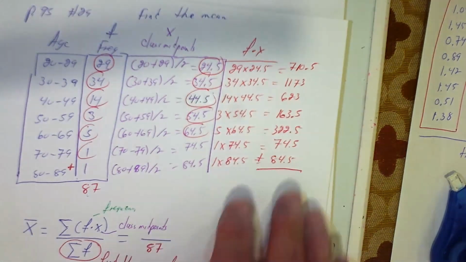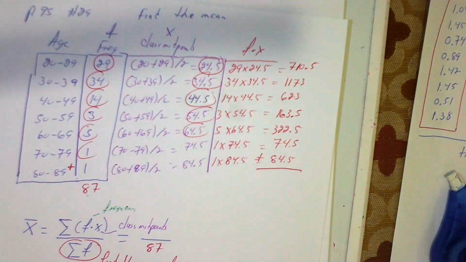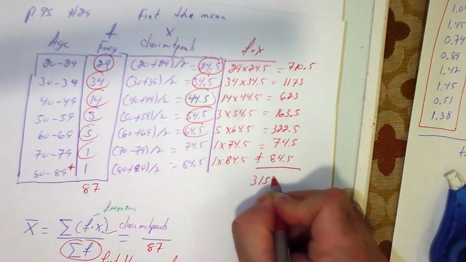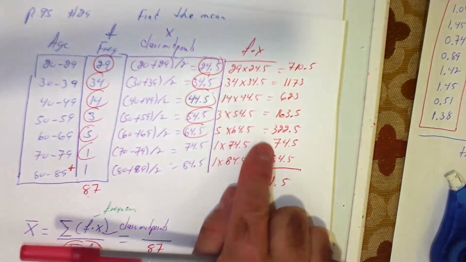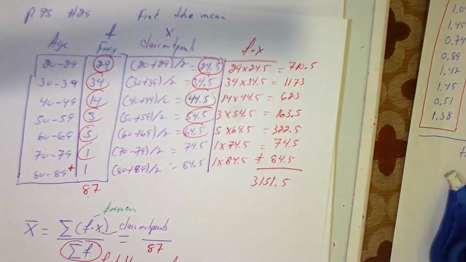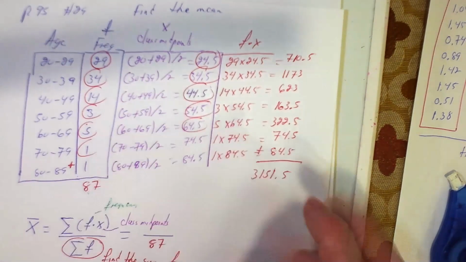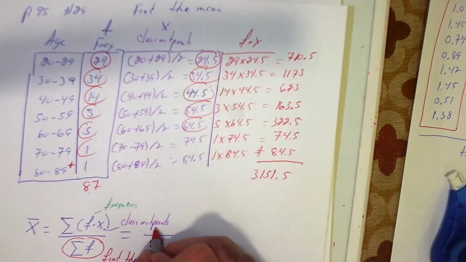So let's add them up. 710.5 plus 1173 plus 623 plus 2.5 plus 74.5 plus 84.5. 3151.5. That should be the sum. Add them up. If you didn't, then there's something wrong, not with you, but with the calculator, right? Yeah, always bring that in the calculator. That's what I do. So that number goes on top of the 87.